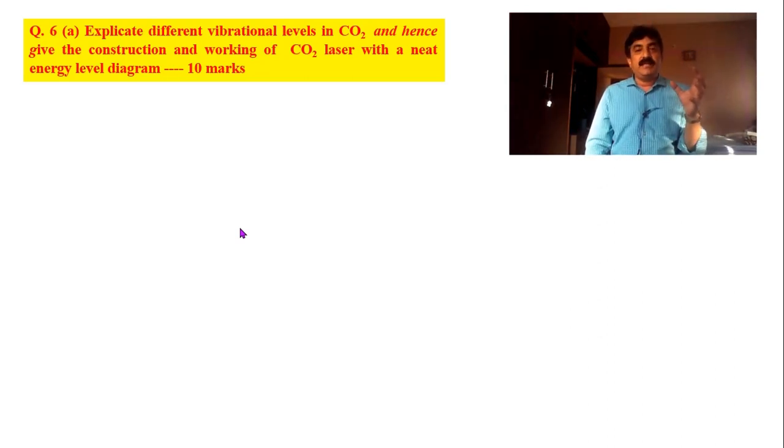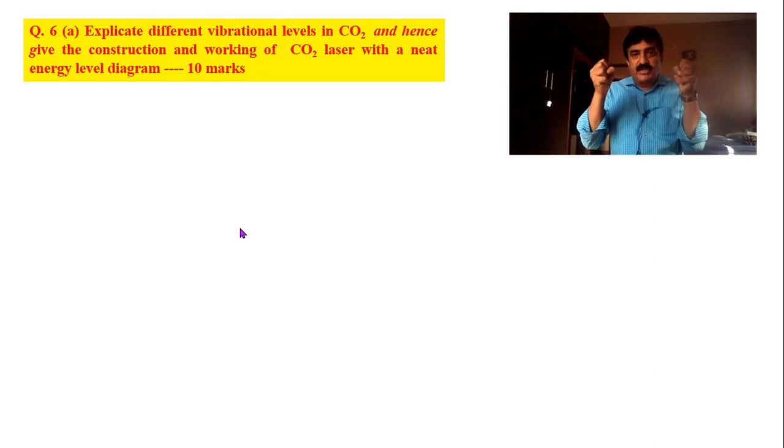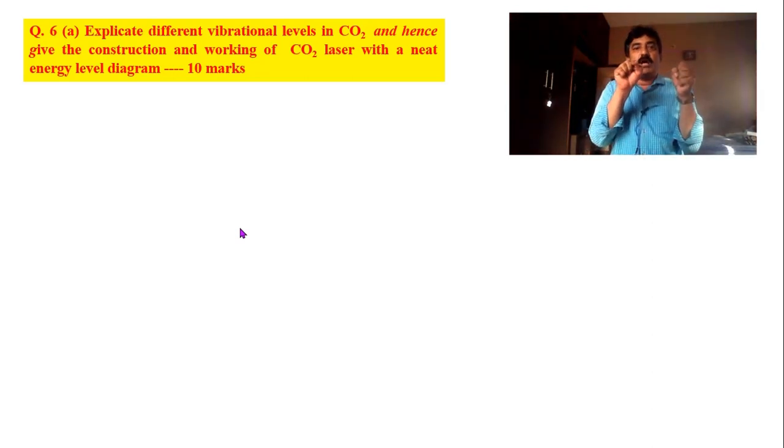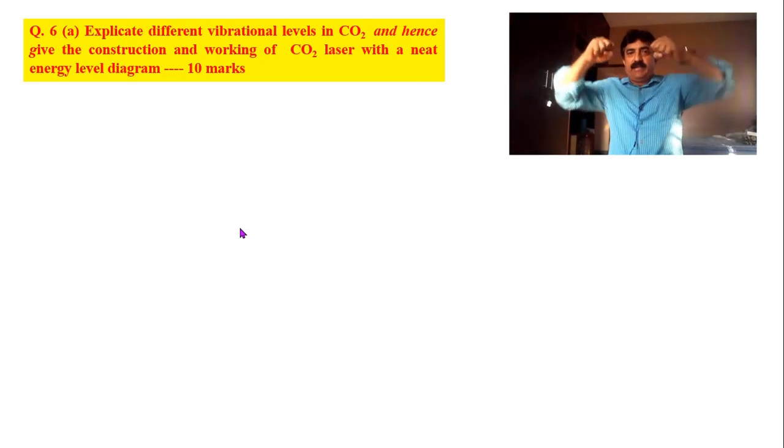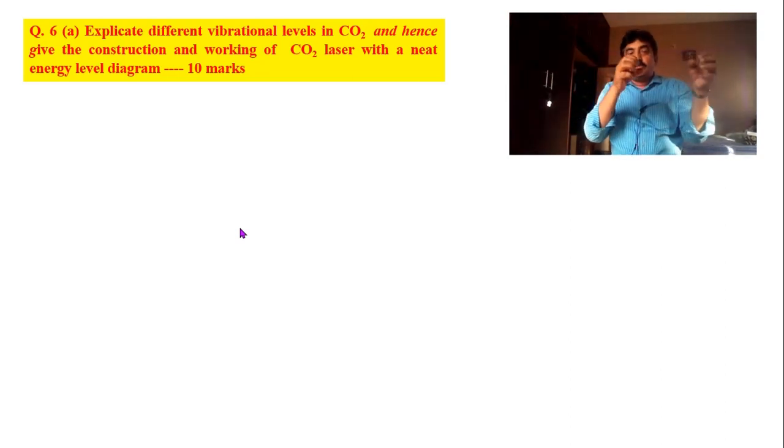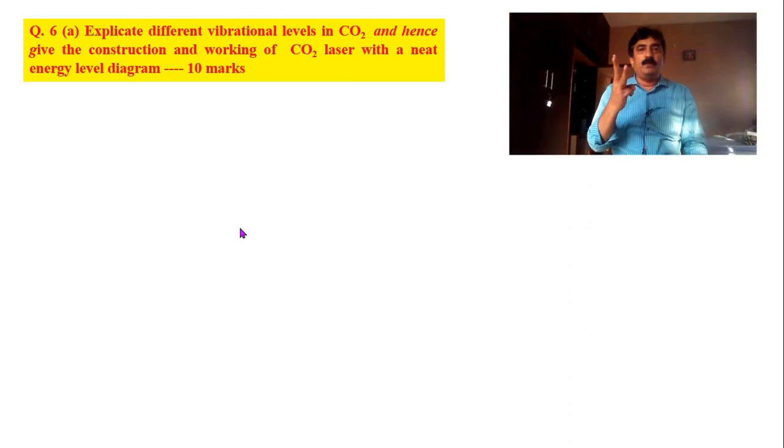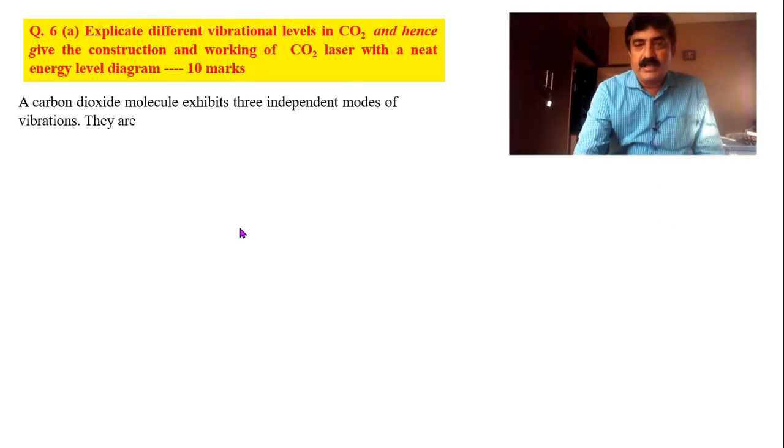In the carbon dioxide molecule we have two oxygen atoms, and at the center one carbon, CO2. These molecules vibrate like this, like this, and like this also. Depending on how they are vibrating we classify them into three groups, namely symmetric vibration, asymmetric vibration, and bending vibration. They are like this.